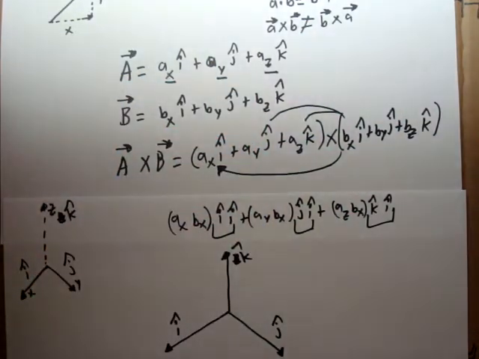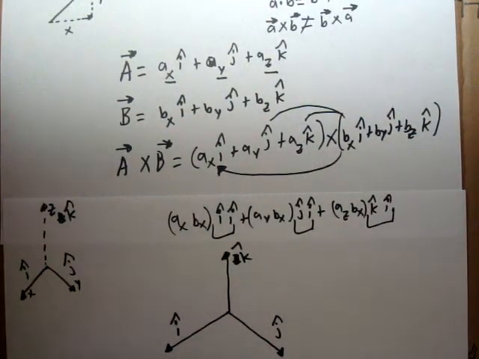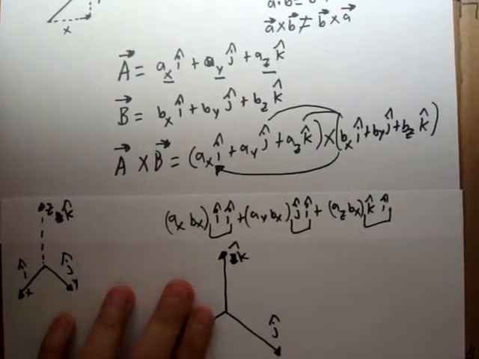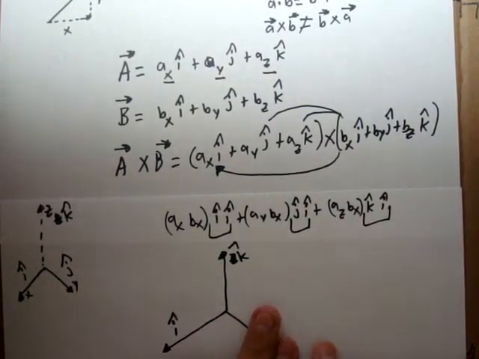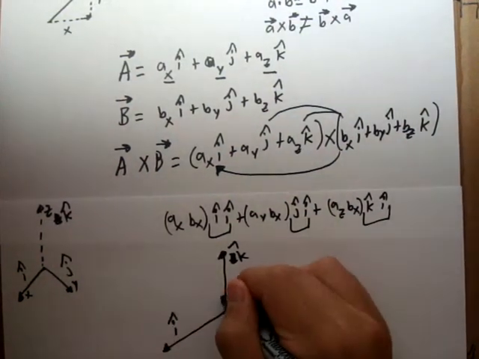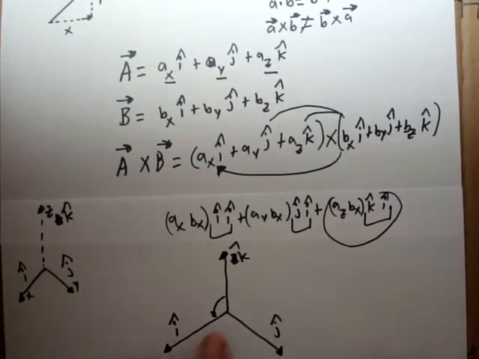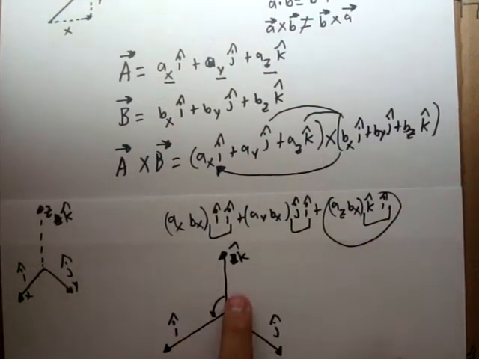Now, for example, when they say k caret times i caret, the way I think about it is to think about x and y. Forget about this j right here. We have x and i, so we're going from k to i. Right here it says k to i. We read from left to right in this case, k to i.